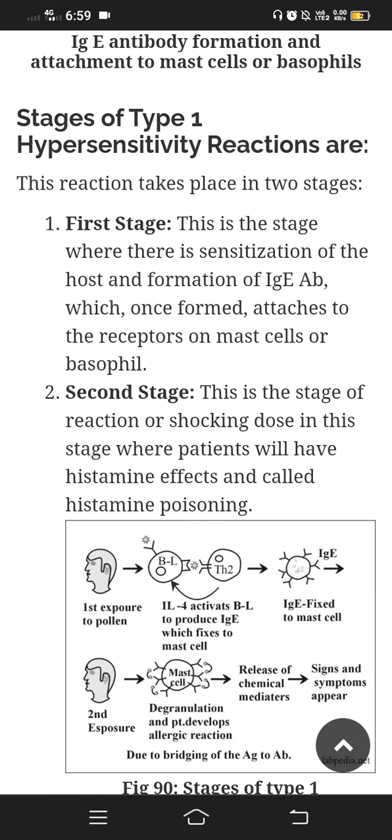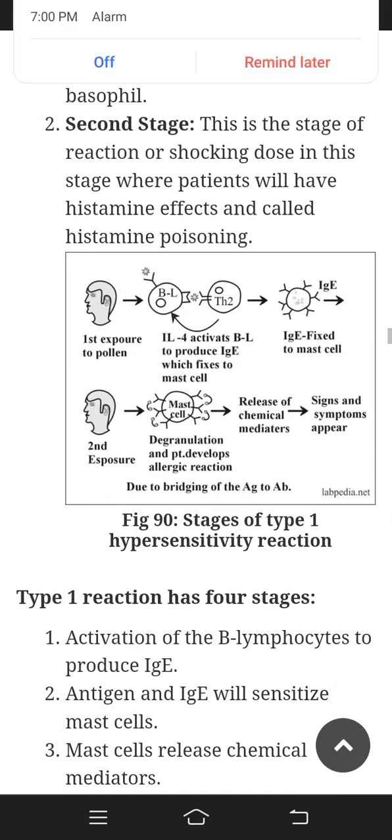First exposure to pollen: IL-4 activates B lymphocytes to produce IgE, which fixes to mast cells. Second exposure: degranulation and development of allergic reaction, release of chemical mediators, signs and symptoms appear.